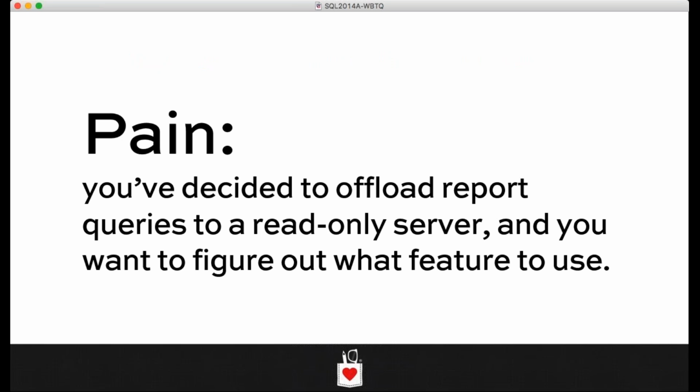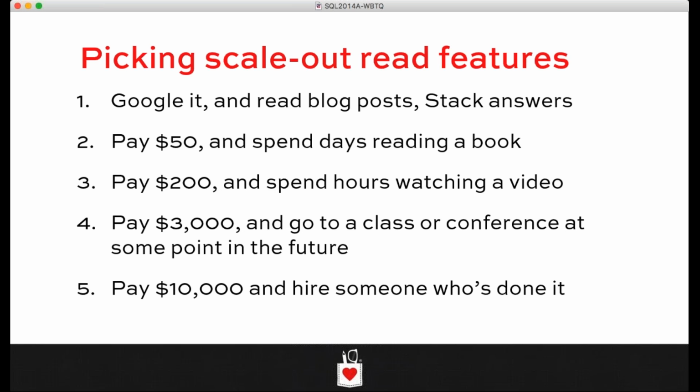Let's take another route. You've decided to offload your read-only reporting queries to another server. Your business is tired of doing reports in production and it's slowing the website down. So like, all right, if we start running our reporting queries somewhere else, how should we do it? Should we do it with log shipping, transactional replication, Always On availability groups, just plain old backup and restore? How do I pick which features I want to use in order to scale out reads before I get started? Which pain relief option are you going to choose there?